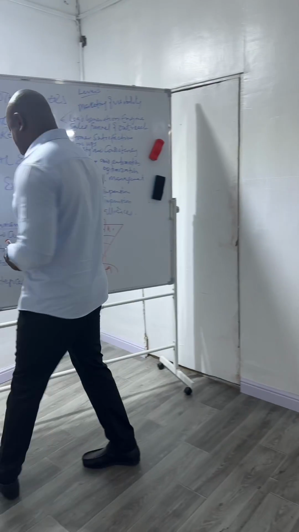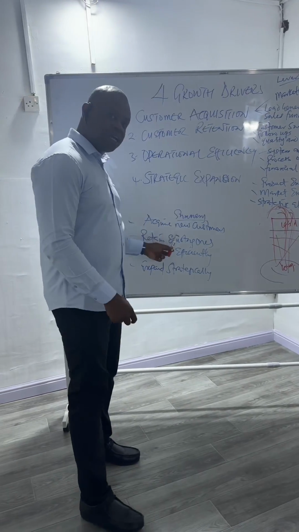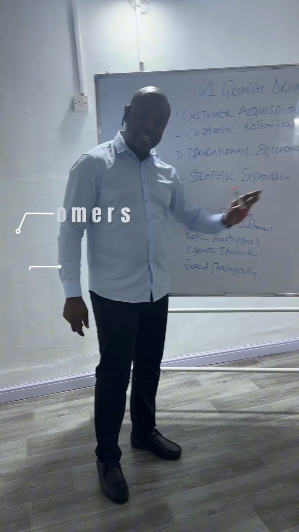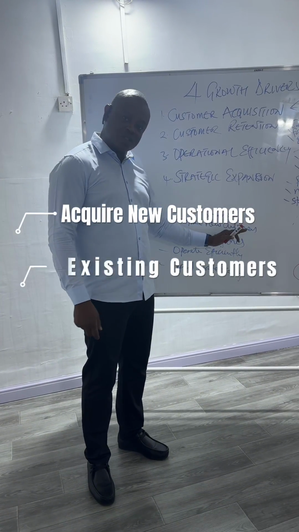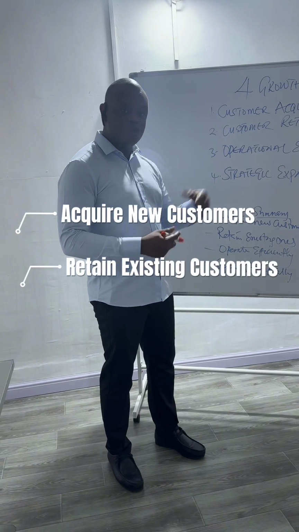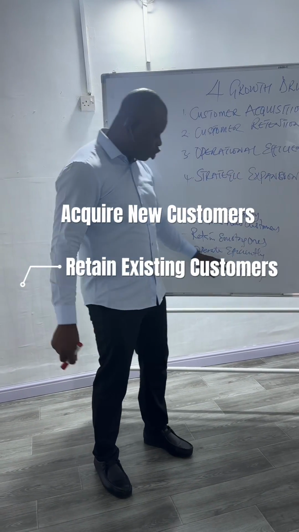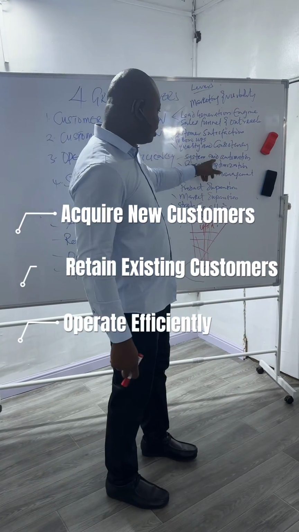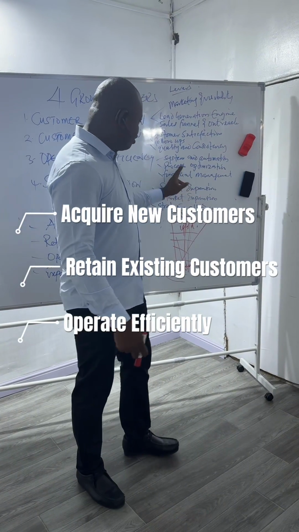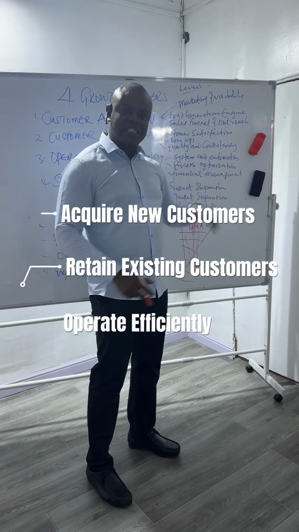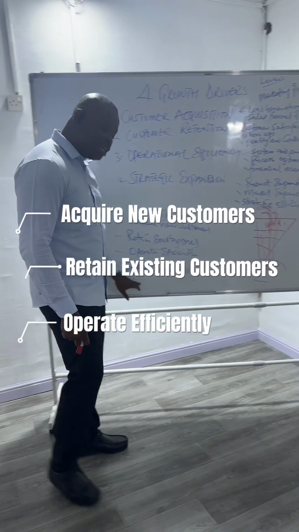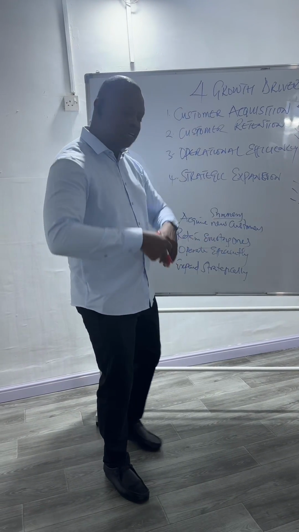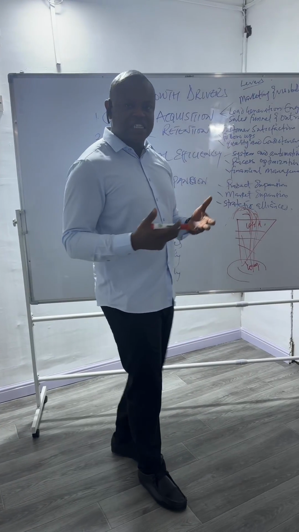So what's the summary of what I've just discussed? One, acquire new customers, very essential. Two, make sure you retain the existing ones. When you've acquired them, retain them before looking to get more. Next is operate efficiently. I've shown you the levers you need to look at: systems and automation, process optimization, financial management. That is for efficiency. The last one is to make sure you expand strategically: product expansion, market expansion, forming strategic alliances.